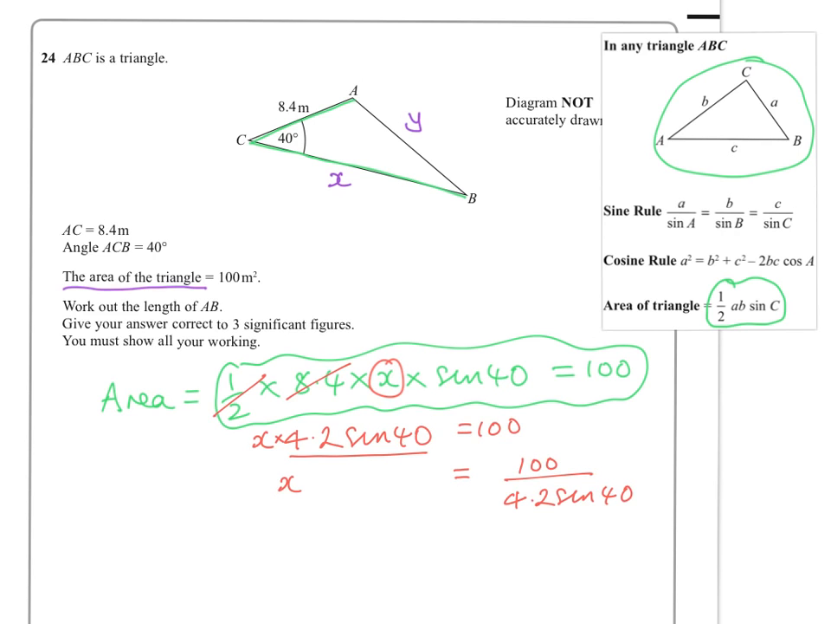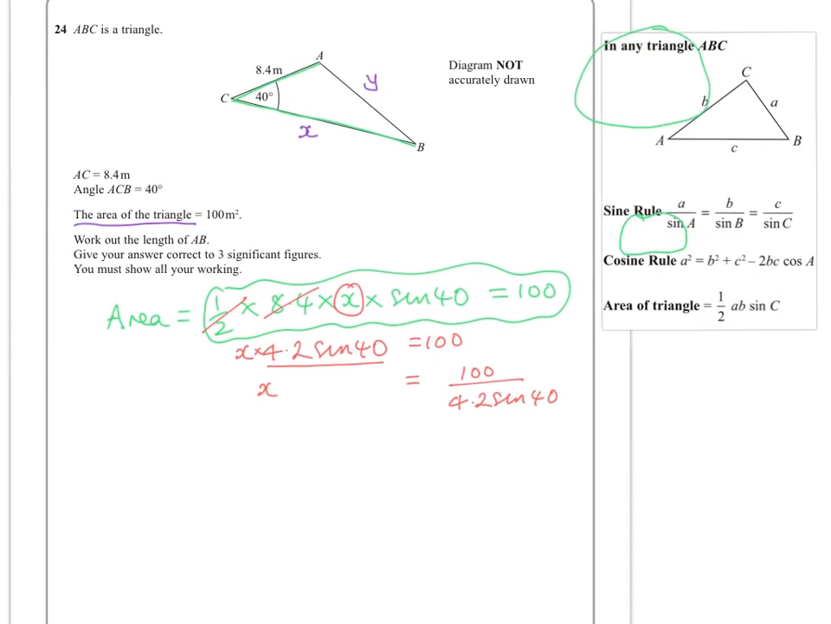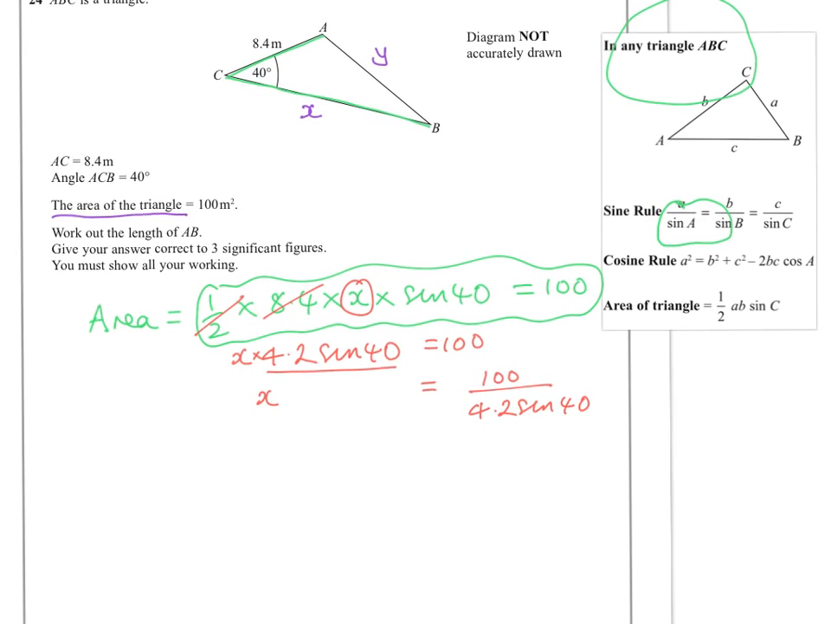Now I'm going to use the cosine rule. The reason for that is that although I know x now, and I know this angle, and I know this length, I still don't know what y is, and I don't know this angle, and I don't know this angle. So I'm not going to have enough information using the sine rule. So the cosine rule it is.